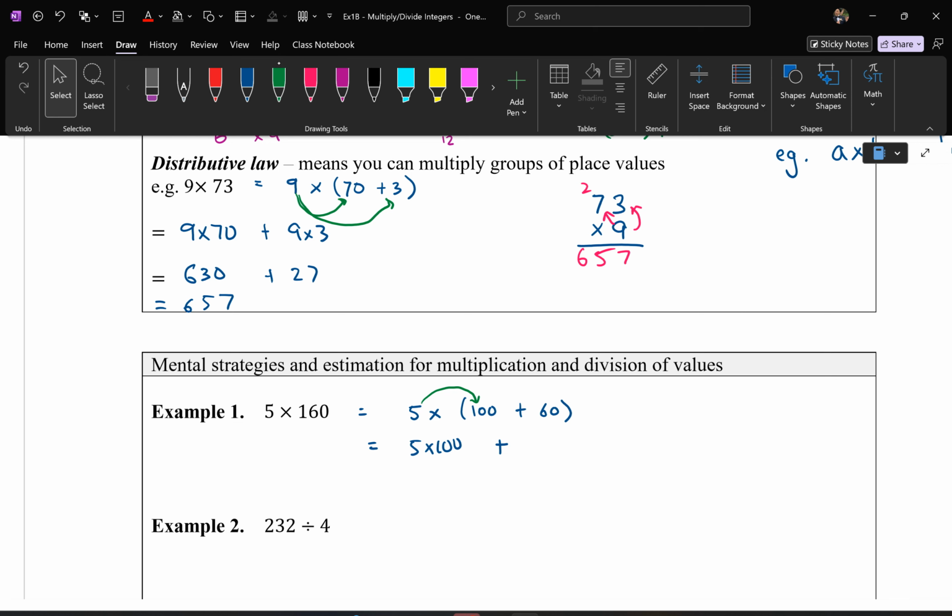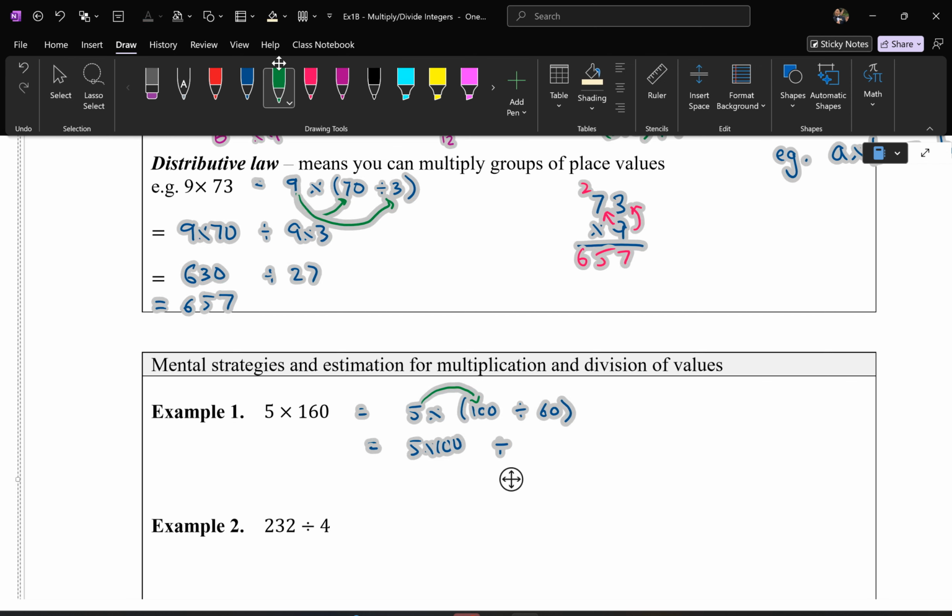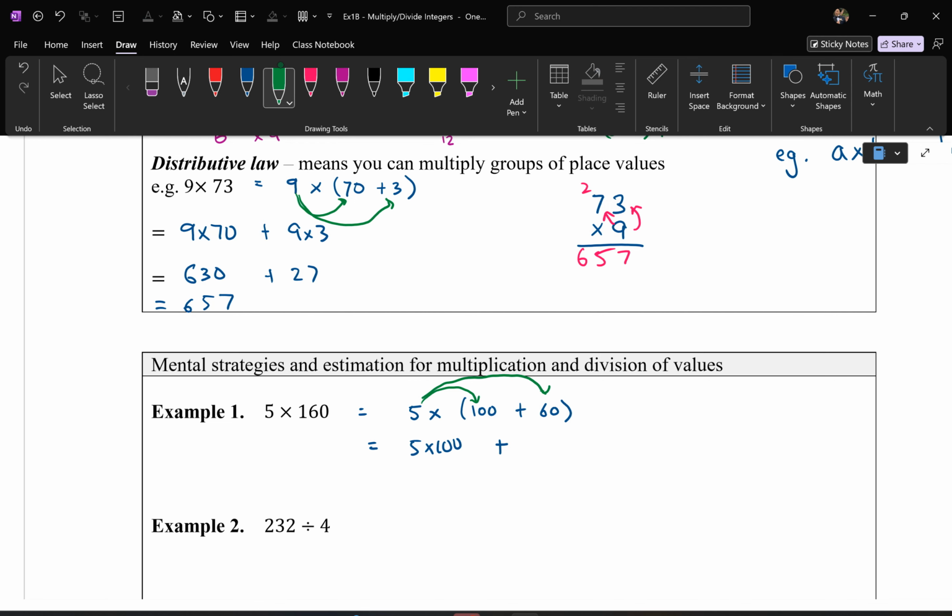That's correct. So that's what I'm trying to say. See how that's 73? 73 is too hard. We break it up. 70 and the 3. 160 is too hard, so we break it up into 100 and 60. So 5 groups of 60 means that you're going to times 5 times 60. This is much easier to do. 5 times 100. What's 5 times 100?